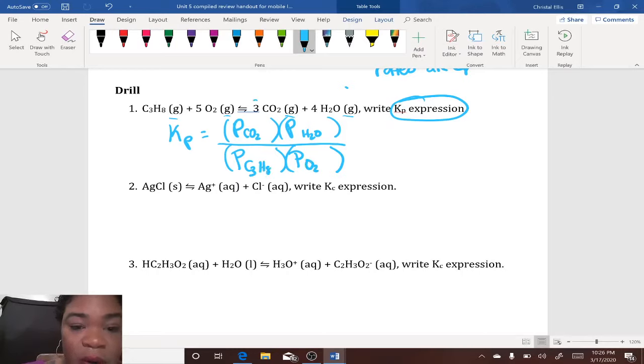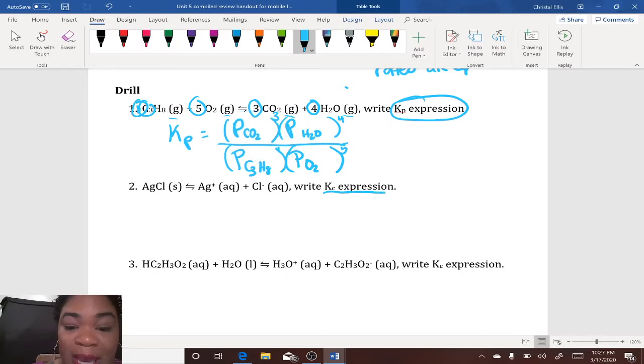Now remember, your coefficients become your exponents in the equilibrium expression. So your coefficient for CO2 is 3, and your coefficient for water is 4. For C3H8, it's 1, and then for O2, it's 5. So that is your Kp expression.